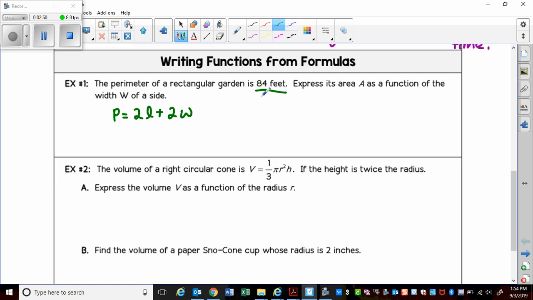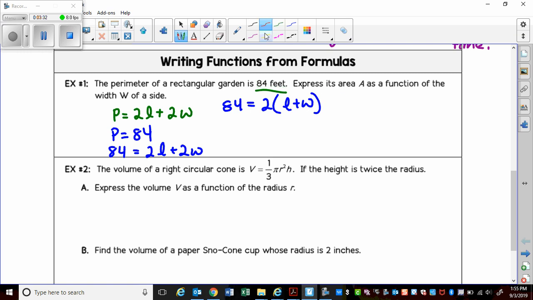So I know that the perimeter is 84 feet. What I'm going to do is just substitute that in. 84 equals 2 times length plus 2 times your width. Since there's only one other variable, I'm trying to express this as a function of w. So I'm actually going to try to solve for L. And this is what I'm going to show you. I have 84 equals, I can factor out a 2 here, 2 times your length plus width.